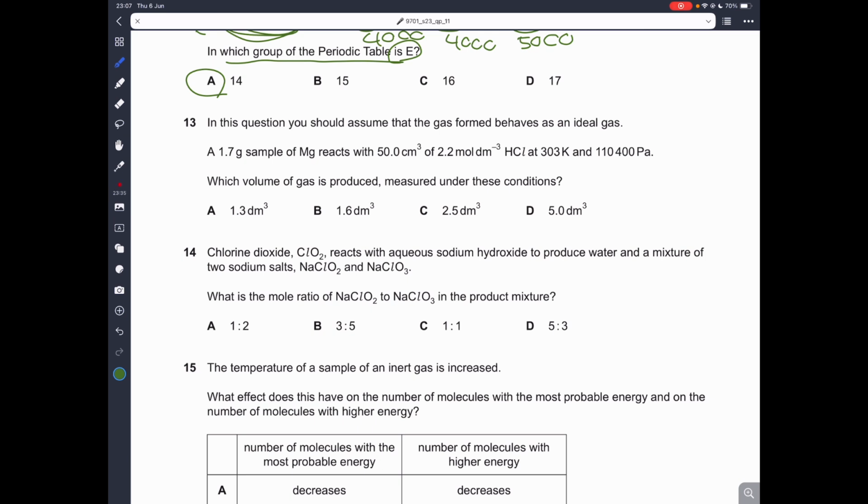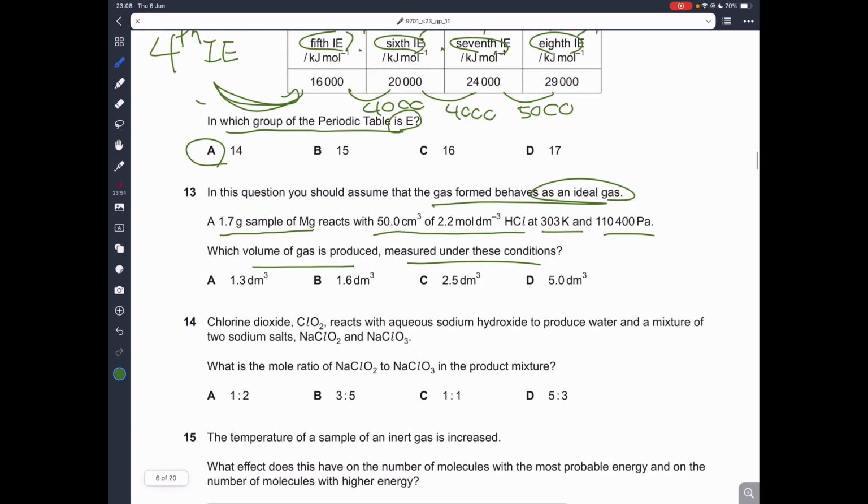In this question, you should assume the gas behaves as an ideal gas. 1.7 gram of magnesium reacts with 50 centimeter cube of 2.2 mole per decimeter cube hydrochloric acid at this temperature and pressure. Which volume of gas is produced and measured under these conditions?